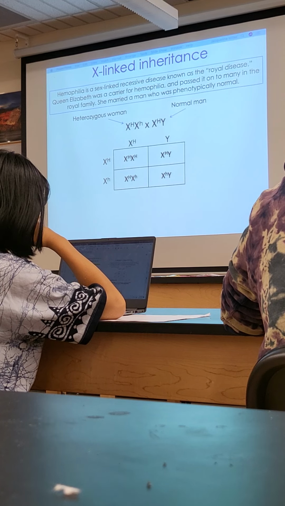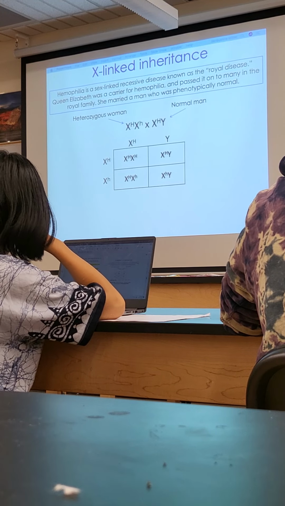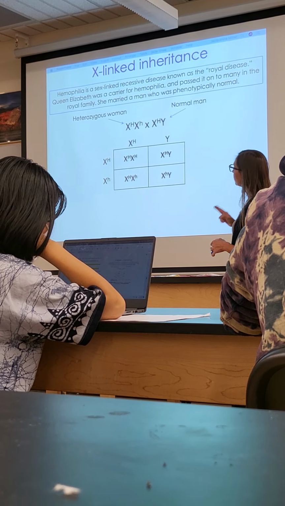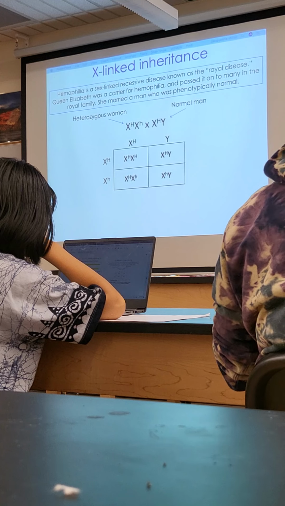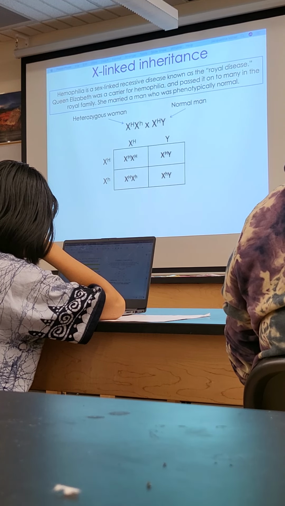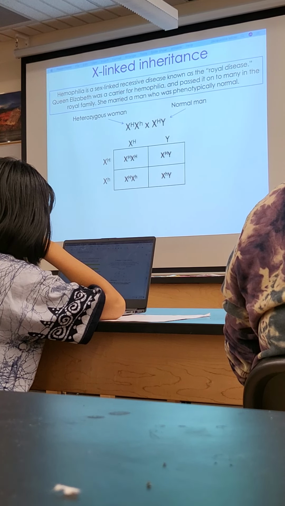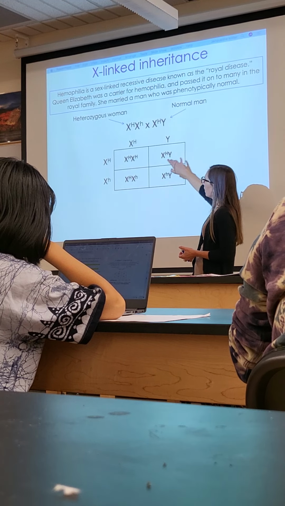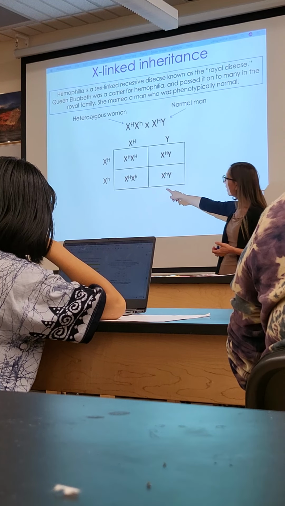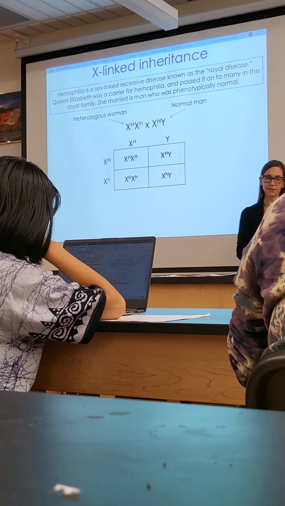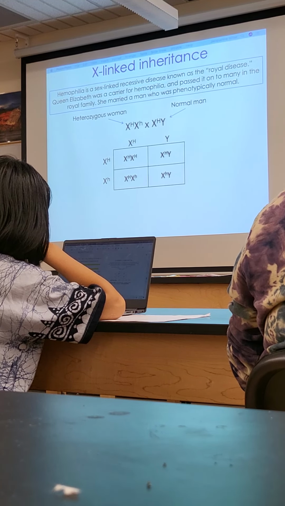For their daughters, how many of them would be affected from that Punnett square? To be affected, they'd have to have X little h, X little h. So their daughters shouldn't be affected. But for their sons, how many would be affected statistically? Half of them, right? Half should be affected, half should be unaffected. For the females, half will be unaffected, not carriers, and then there would be unaffected carriers, because this is a recessive trait where you have to have two copies of the X little h.